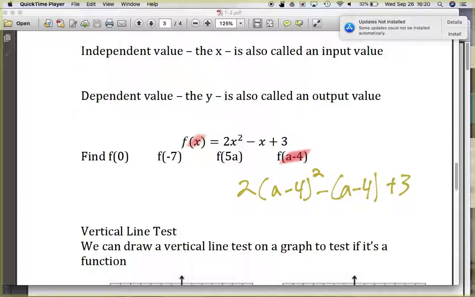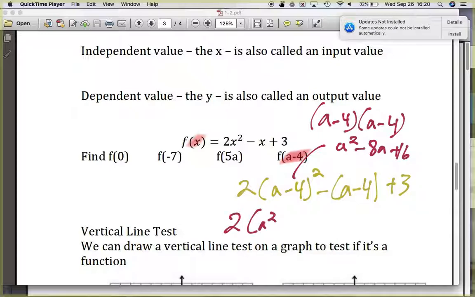What was he saying over and over again? Remember when you square something, it's the same as multiplying it by itself. So we have to FOIL that. A squared minus 4a, so minus 8a plus 16. And I'm going to distribute that negative. Distribute the 2.